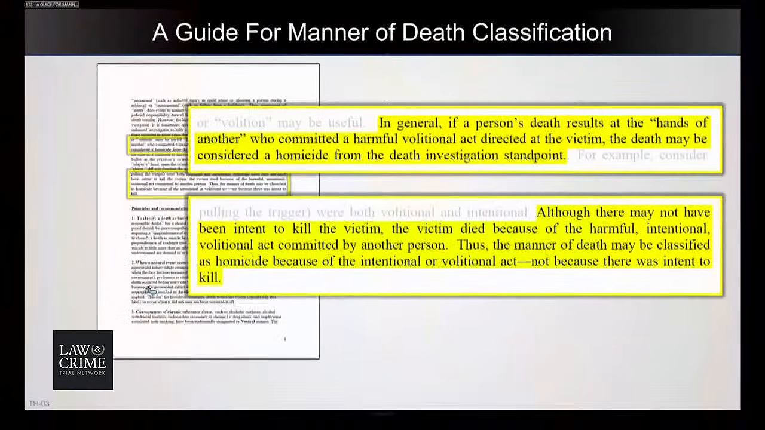Is there more guidance given from the National Association of Medical Examiner guidelines on what constitutes voluntary acts? Yes. If you could click one more, Brett. And so, Dr. Thomas, could you read this for us? In general, if a person's death results at the hands of another who committed a harmful volitional act directed at the victim, the death may be considered a homicide from the death investigation standpoint. And then, although there may not have been intent to kill, the victim died because of the harmful intentional volitional act committed by another person. Thus, the manner of death may be classified as homicide because of the intentional or volitional act, not because there was an intent to kill. And when you agree with the conclusion that Dr. Baker reached of homicide, is this the definition of homicide that you're applying that we saw in these two slides? Yes. Thank you, Dr. Thomas.